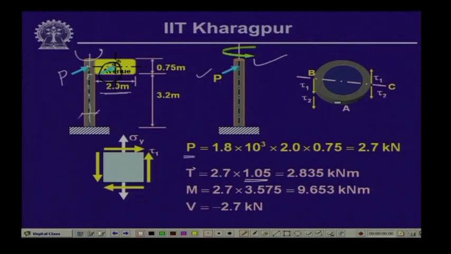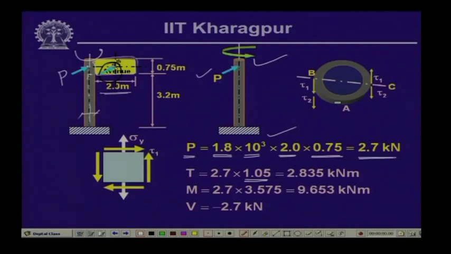P is equal to the wind pressure which is acting on the board area. So, 1.8 kilopascal multiplied by 10 to the power 3, so much of pascal is the load acting on the board, which is distributed over the entire board, and the board area is equal to 2 meter by 0.75 meter, and that gives us a force of 2.7 kilonewton.